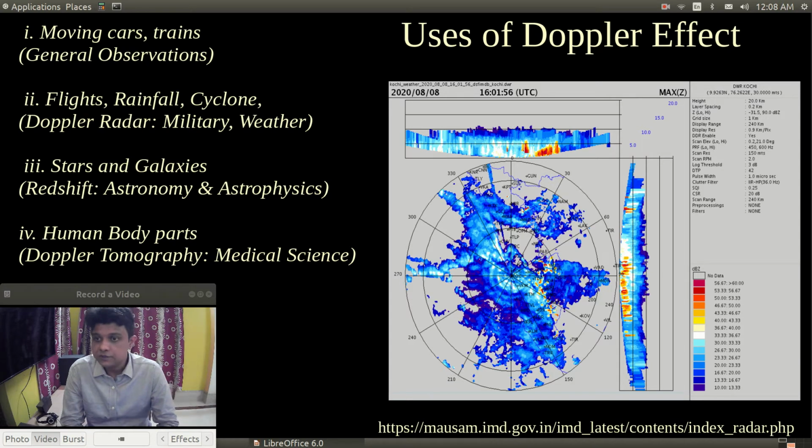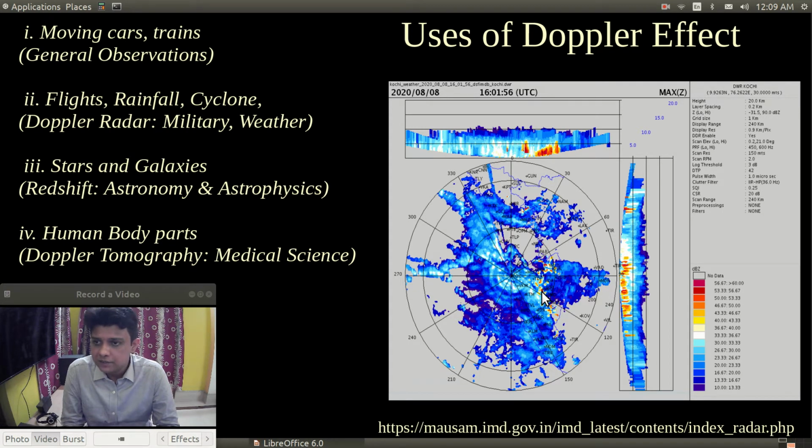Now Doppler effect is also used in Doppler radar system, which is used for tracking of flights, and it can also be used for rainfall and cyclone warnings. As you can see, the image here shows a Doppler image of Kochi. The red dots which are shown here in these places are most likely to have heavy rainfall.